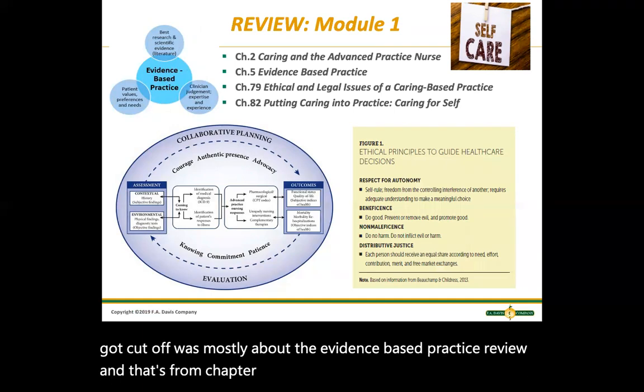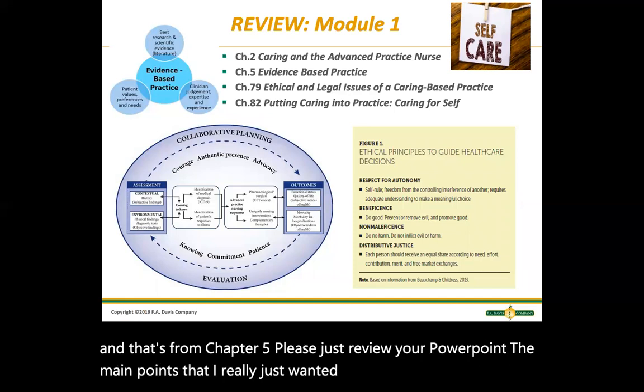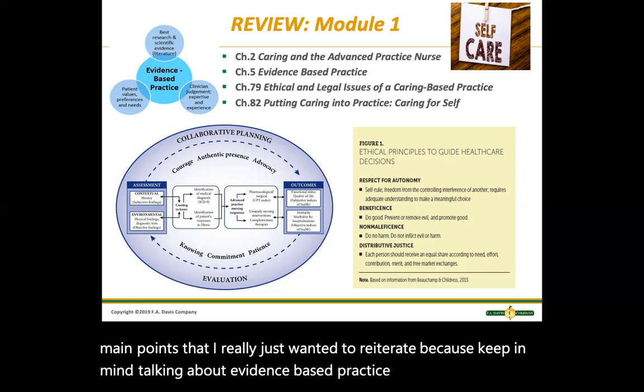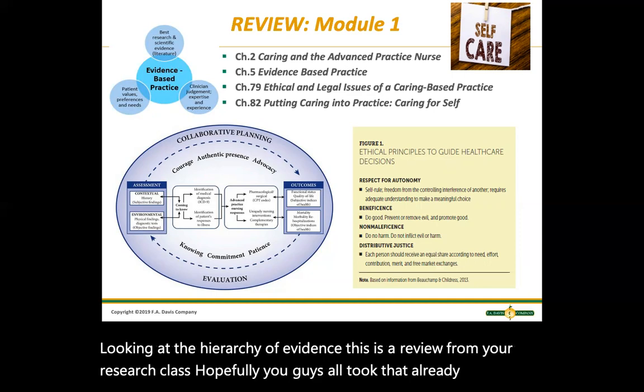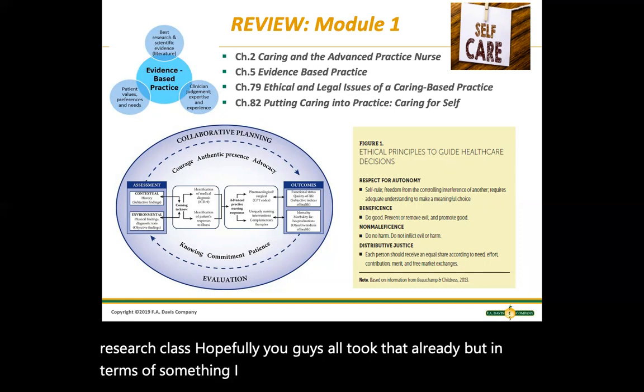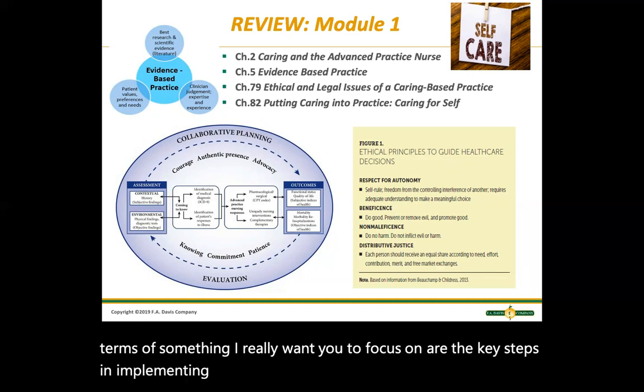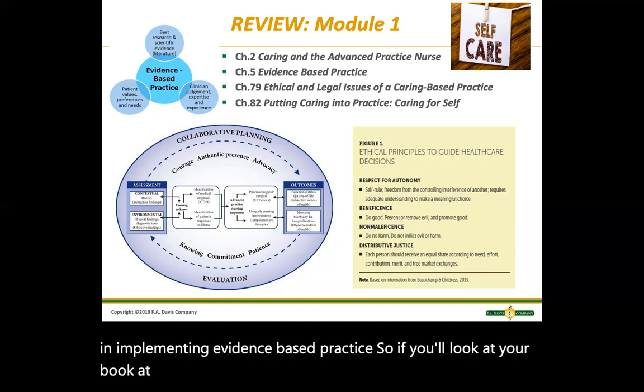Please just review your PowerPoint. The main points that I really just wanted to reiterate, because keep in mind, talking about evidence-based practice and looking at the hierarchy of evidence, this is a review from your research class. Hopefully you guys all took that already, but in terms of something I really want you to focus on are the key steps in implementing evidence-based practice. So if you'll look at your book at page 59, there's a box in there, box 5.1, and it just talks about your key steps.